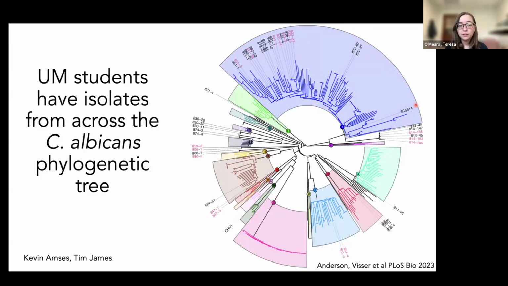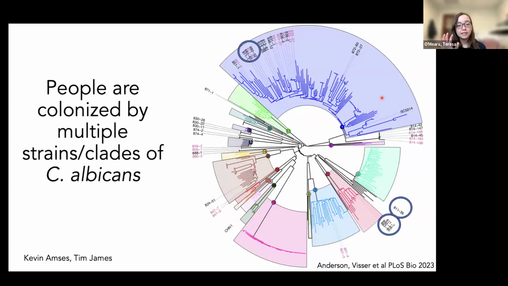What we see is that the U of M students have isolates from across the phylogenetic tree. So we're not just getting clade 1 isolates, we have isolates from across the tree. We also see that some of these students are colonized by multiple clades of Candida albicans. So potentially there are multiple introductions to that student. We have one student that has representative isolates from clade 1, and then the closest relative clade is clade A or C here. So potentially people are colonized by multiple strains, which gives rise to the potential for intra-strain competition within the host.